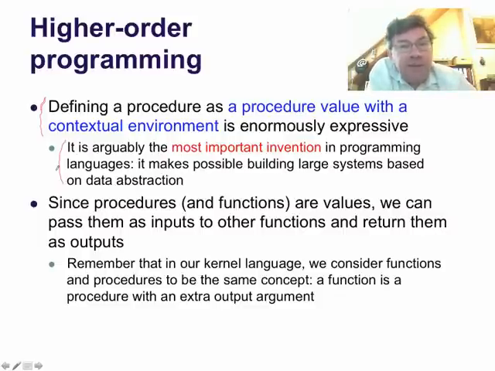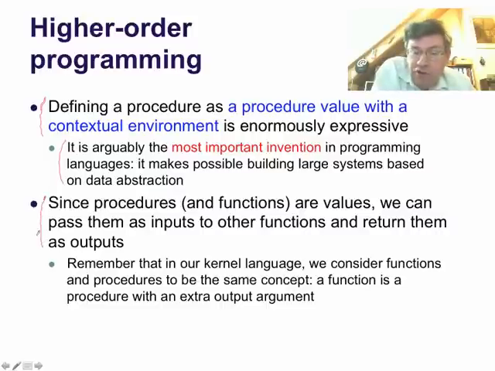So now, in this video, let's see some examples of what we can do with higher order programming. So the first thing, procedures and functions are values. We can pass them as inputs and return them as outputs. Remember, of course, that functions and procedures in the kernel language are the same concept. A function is a procedure with an extra output argument. So when I say function, it also holds for procedures. When I say procedure, it also holds for function.